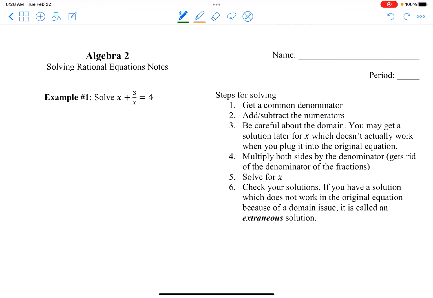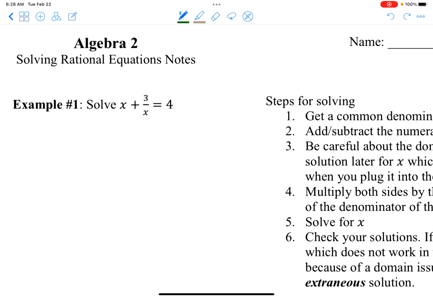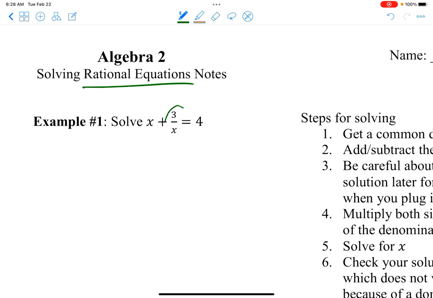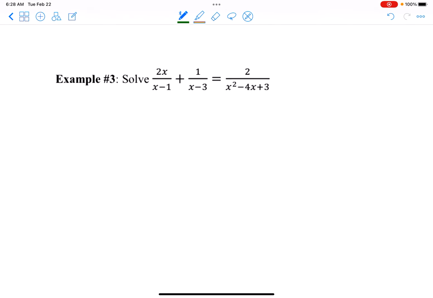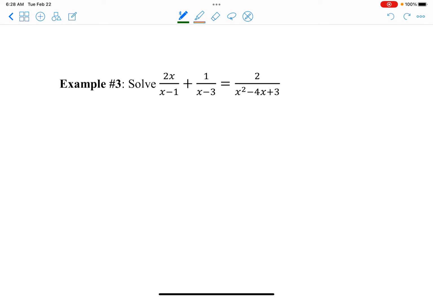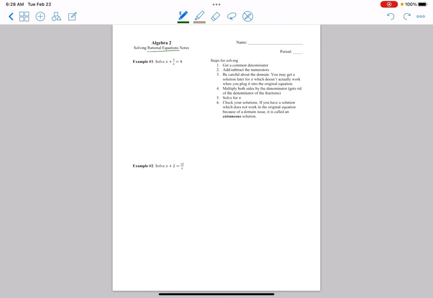All right, let's talk about how to solve rational equations. A rational equation is just an equation where you have fractions in it, and it might be one term, it might be all the terms. Like, on the next page, see how these are all fractions. Those are called rational equations, and it's actually very straightforward.